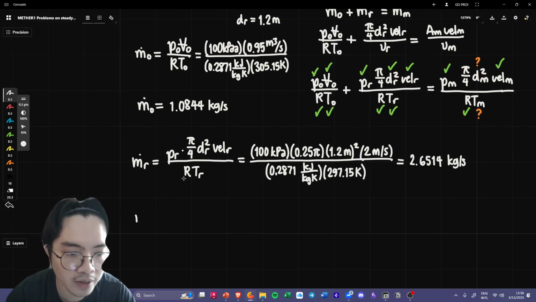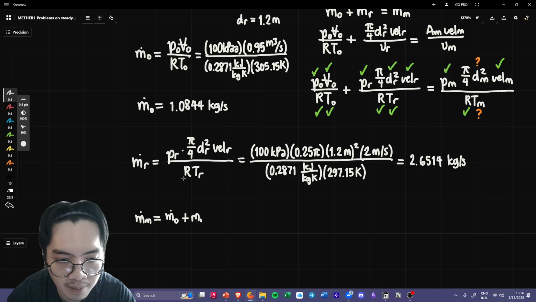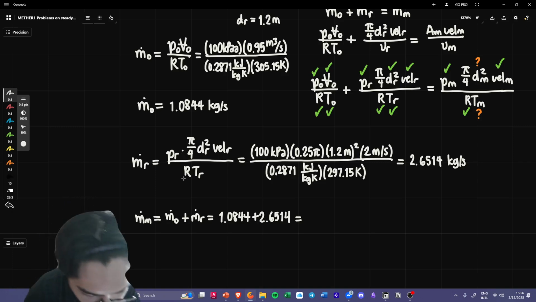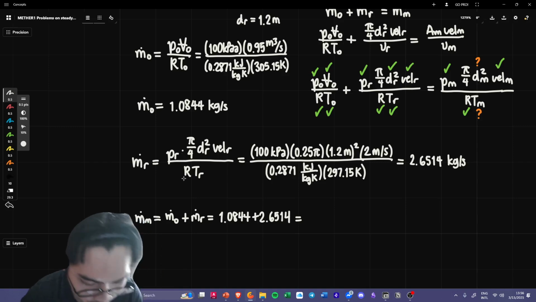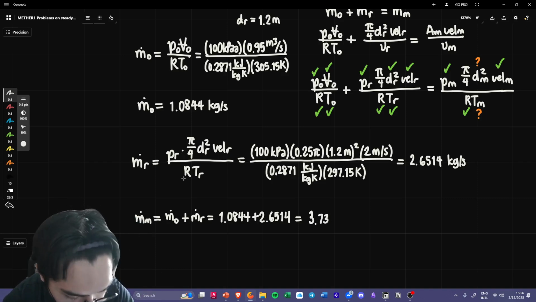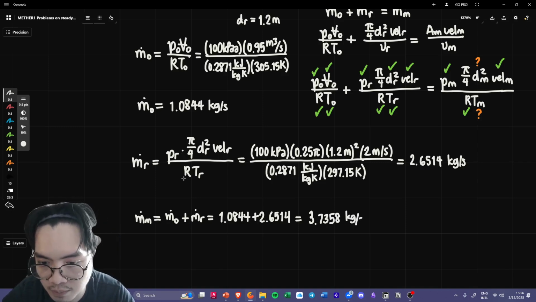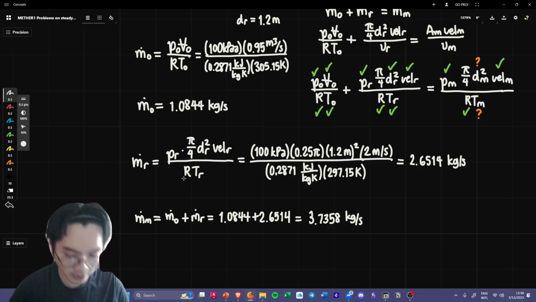Right? Now, we have a value for the mixed air, which is just the sum of these two, MO plus MR. So that will be 1.0844 plus 2.6514 is equal to 3.735757, so 3.7358 kilograms per second. Okay.